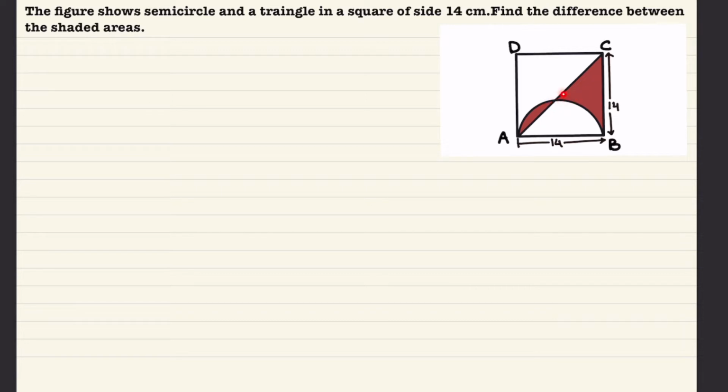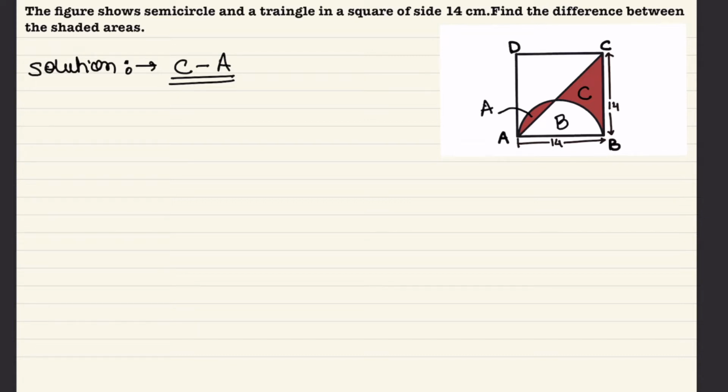Now, before solving this question, let us rename the shaded regions. Let us say this is A, this will be B, and this will be C. Now, we have to find out the difference in the shaded region, that is C minus A in this case. In order to find C minus A, we have to find out the area of this semicircle and the area of this triangle.